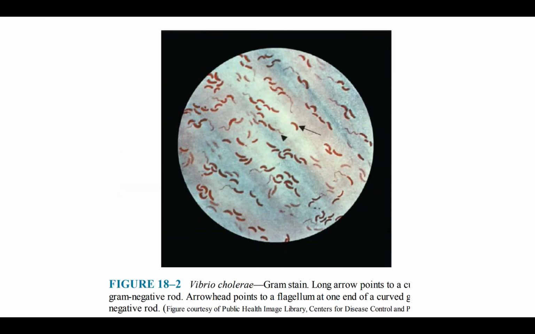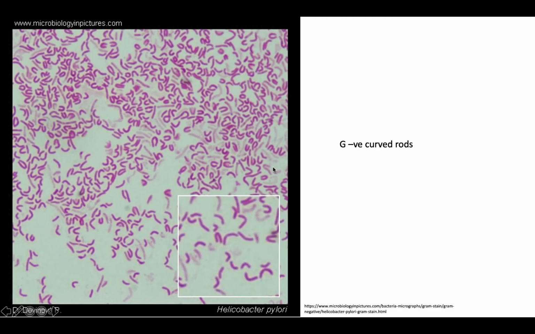You can see these are curved rods, and they have this sort of flagella. So these are moving rods. This is Vibrio cholera. So you can see these gram-negative rods, and this shows the flagellum at one end of a curved gram-negative rod. This is more of the same gram-negative curved rods, but you don't see the prominent flagella in this case.